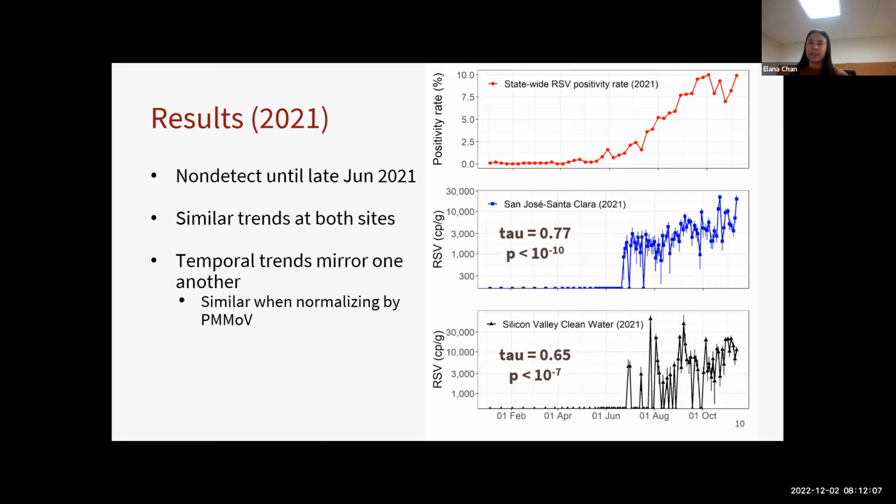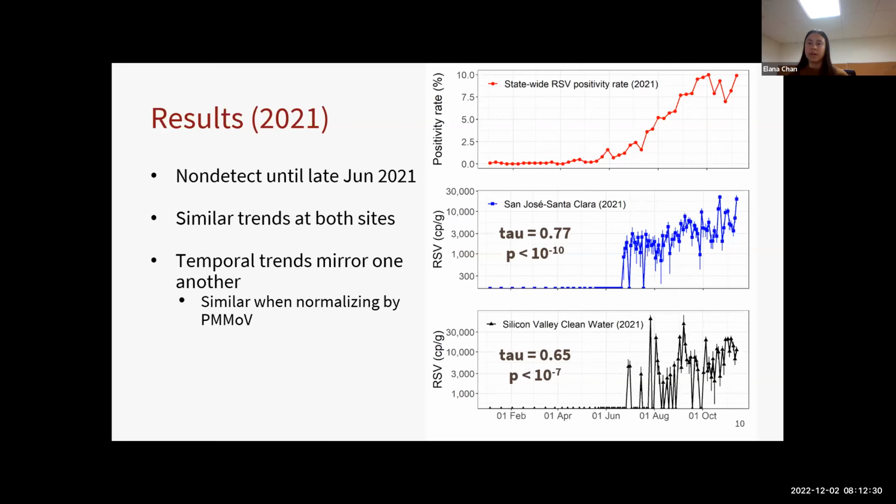And so some key observations from these graphs are that at both of the treatment sites, samples were non-detect until about late June of 2021, which aligns nicely with the top graph that shows that statewide positivity was basically around 0 for that time of the year. And then from June onwards, we saw that concentrations began to increase at both of the sites, and this was similar at both of the sites as well.